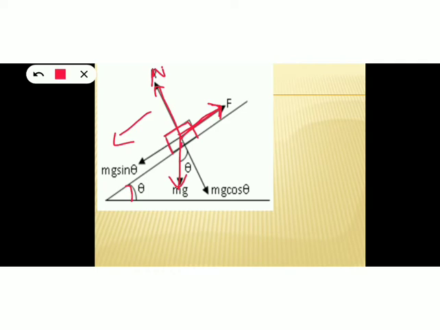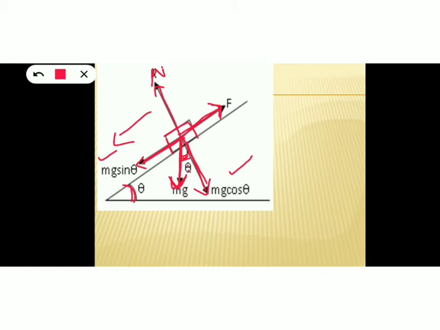Here we have the vector mg, and we can resolve that vector mg into two components. Let this be one component of mg and let this be the other component of mg. If this angle is theta, then by geometry this angle also will be theta. This component is adjacent to theta, so it will be mg cos theta, and this component is mg sin theta. So we have resolved the mg vector into two components, one is mg cos theta, another is mg sin theta.